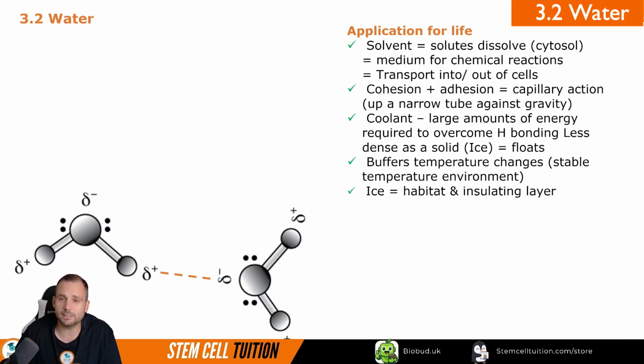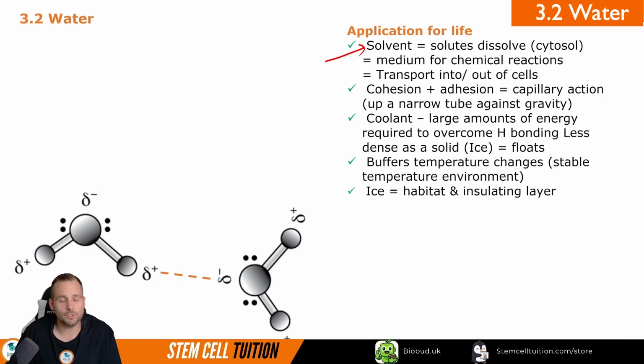Now there are some more examples of the application I want to talk through with you. So the big one is, it's the universal solvent. Because it can form bonds, things dissolve in it. That allows biological molecules to do two things. They can be transported, think of the bloodstream, xylem and phloem, or it could be a medium for chemical reactions. Without it, there wouldn't be any movement within a cell.